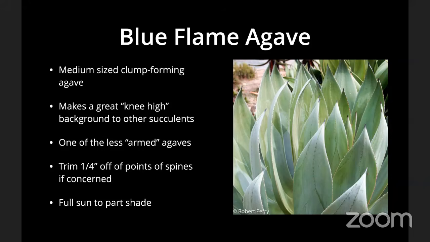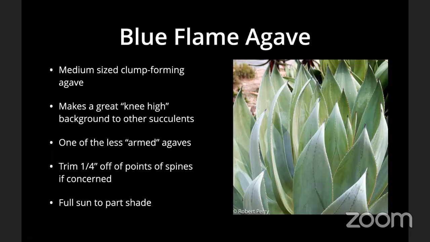So blue flame agave is a medium-sized clump-forming agave. It's going to generally be about 3 feet tall, and one rosette can be about 3 feet wide, but then it'll clump and it'll get larger. It's kind of just like that aloe vera. Using a number of them can make a really great knee-high background next to other succulents. It has this very dramatic arched form that you can see here, and that really nice kind of light grayish blue color.